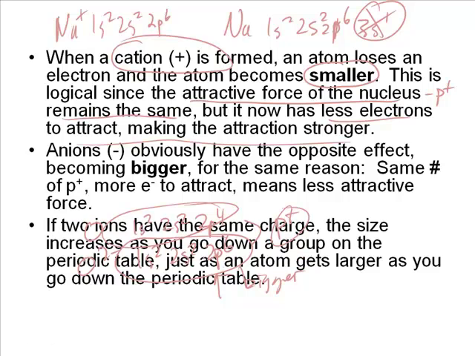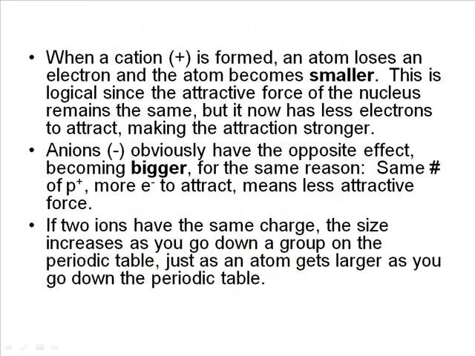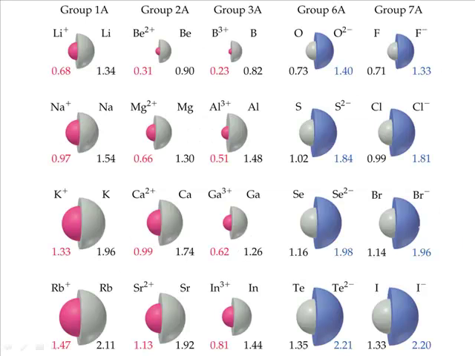Okay? If 2 ions have the same charge, so let's say Mg2 plus and Ca2 plus, the size increases as you go down. Okay, so it's almost as if the charges don't even matter here. We know that calcium is so much bigger than magnesium because it's farther down on the periodic table, that the fact that they both have the same charge kind of cancels each other out, so we still know that calcium is going to be bigger.